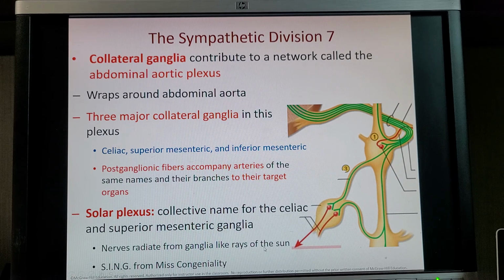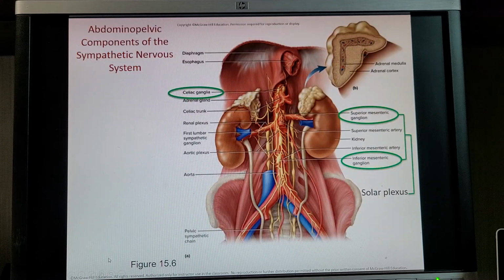When I show you the picture, it's one of those where you kind of have to use your imagination. It's also the S from seeing in Miss Congeniality, where you're doing your self-defense stuff. So I'm going to show you where that is. So here is our celiac ganglia, and that's all in the same webbing with our superior mesenteric ganglion. Oops, I did not put that on there correctly.